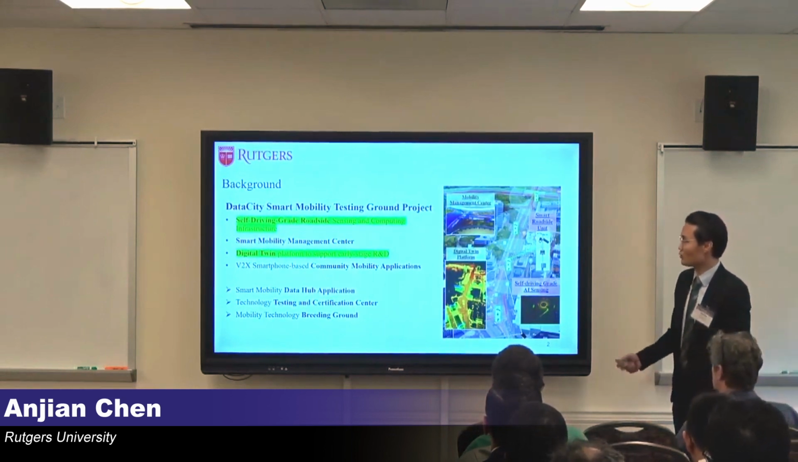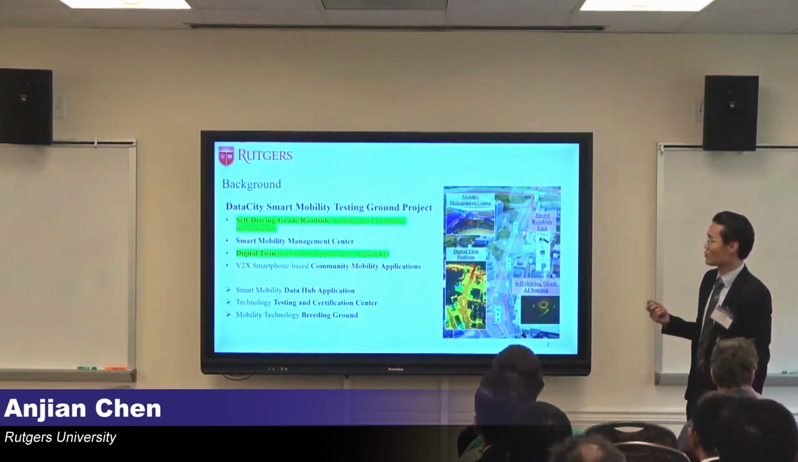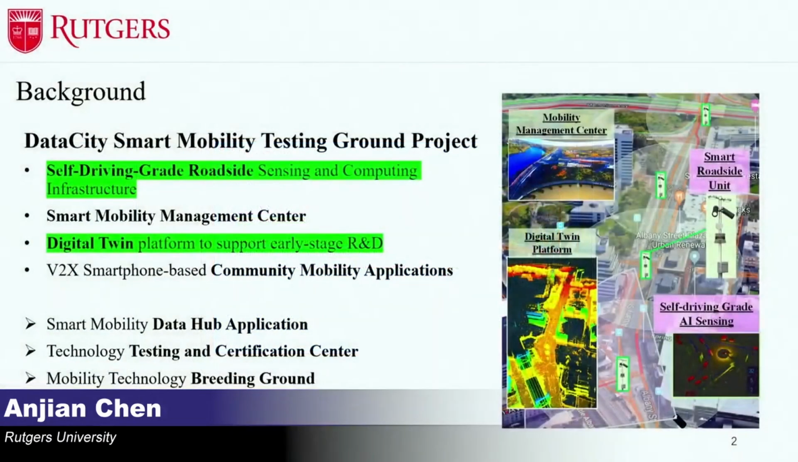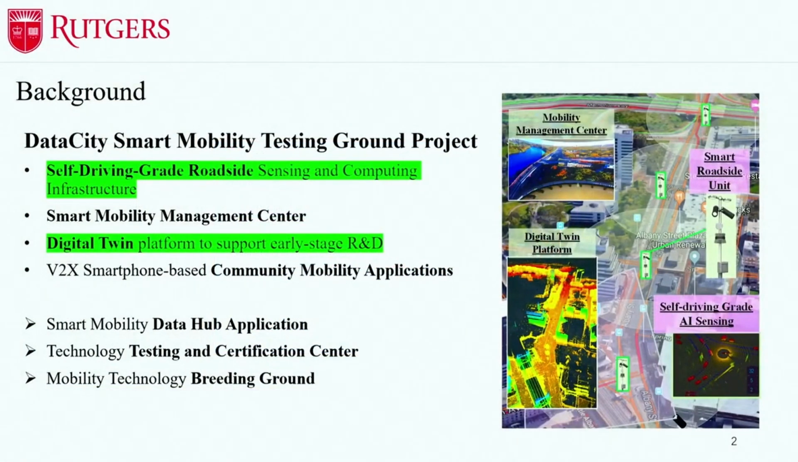In this project, we are deploying self-driving grid roadside sensing and computing infrastructure at several intersections on part of the corridor of Route 27 and Route 18. We propose to develop a smart mobility management center for traffic operation and management for traffic agencies, and also a digital twin model to support early stage R&D, such as CAV technology and some connected vehicle safety applications.